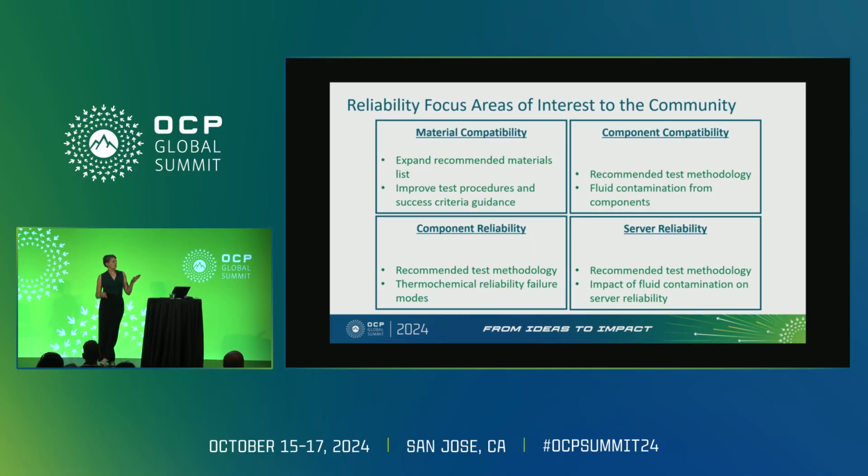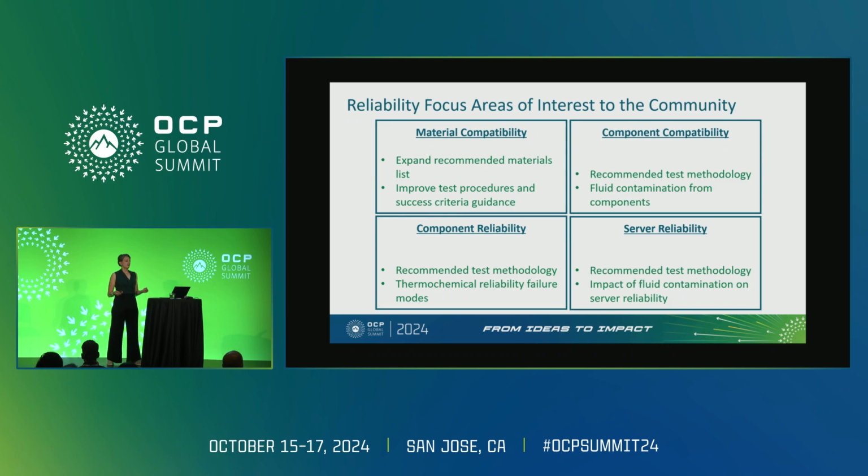So the reliability focus areas that were generated from this feedback include some of the things that we would also recommend: expanding the recommended materials list to include characteristic and recommended server IT equipment, things like cables, TIM2 materials, but some of the more ubiquitous and standard materials that are in servers, and improving the test procedures and success criteria guidance. In component compatibility, component reliability, server reliability, everybody was like, how do I do this testing? Completely agree with you on that one. We have a lot of work to do on that.